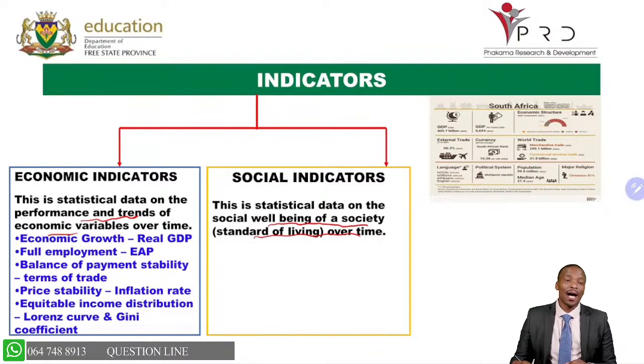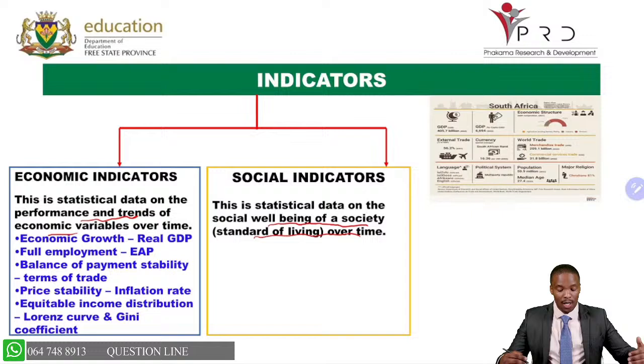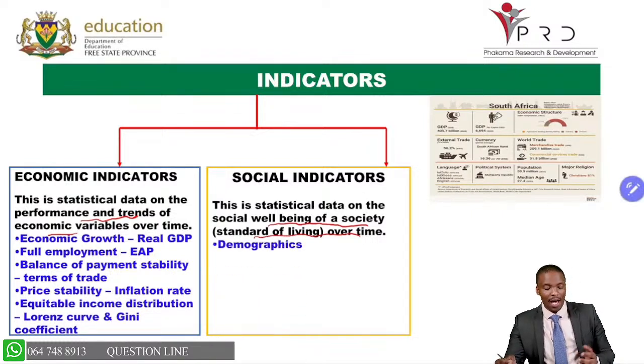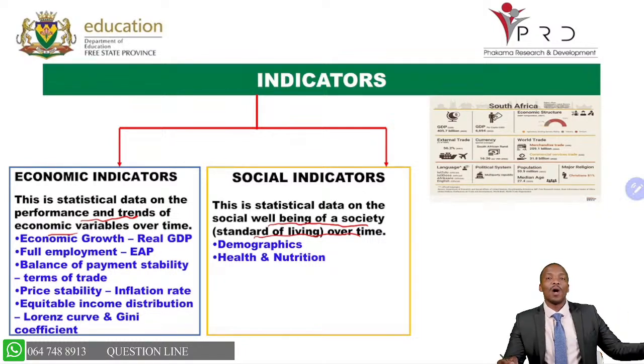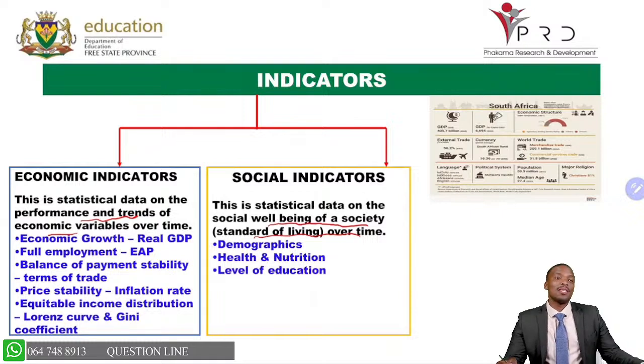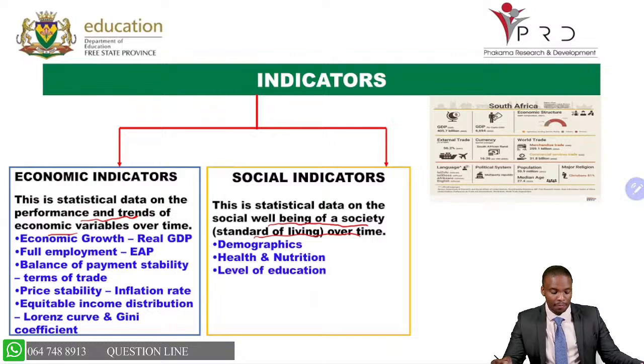Then the last one under economic indicators, we'll be looking at the redistribution of income, where we look at the Lorenz curve as well as the Gini coefficient. That means the level of equality and the level of inequality in South Africa as a whole, Grade 12s. And for the social indicators, we are focusing on demographics, which we'll discuss in detail. Then we'll be focusing on health and nutrition in South Africa. It affects you and me individually. Then we look at the level of education and its impact on the standard of living.